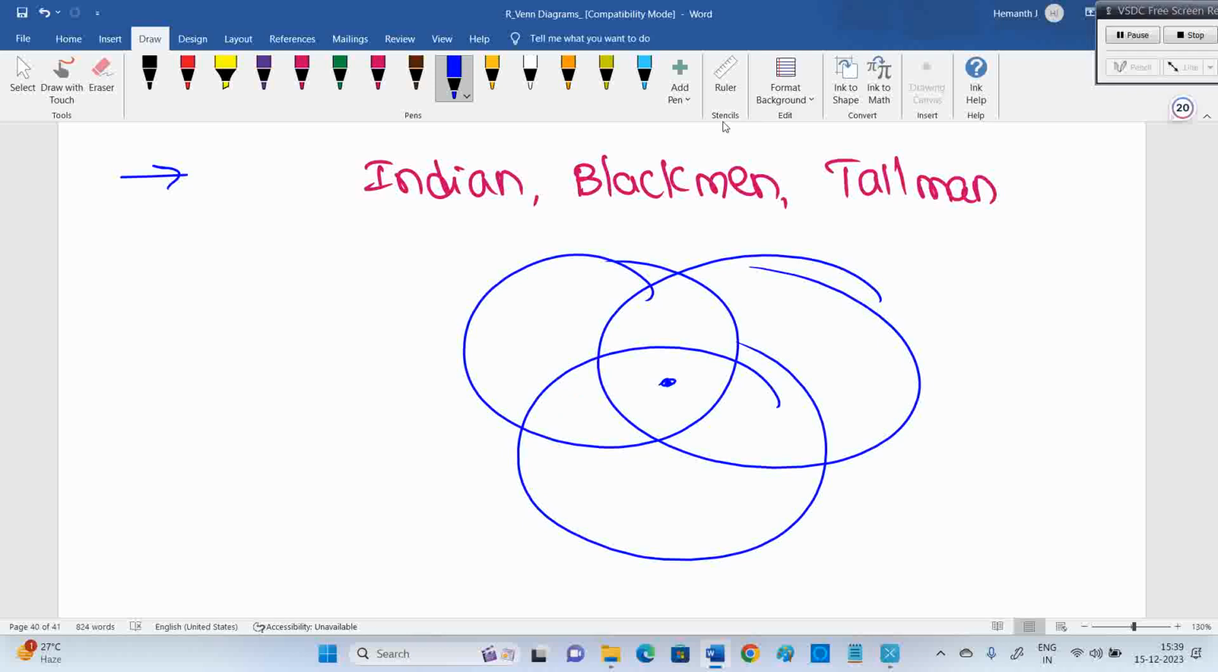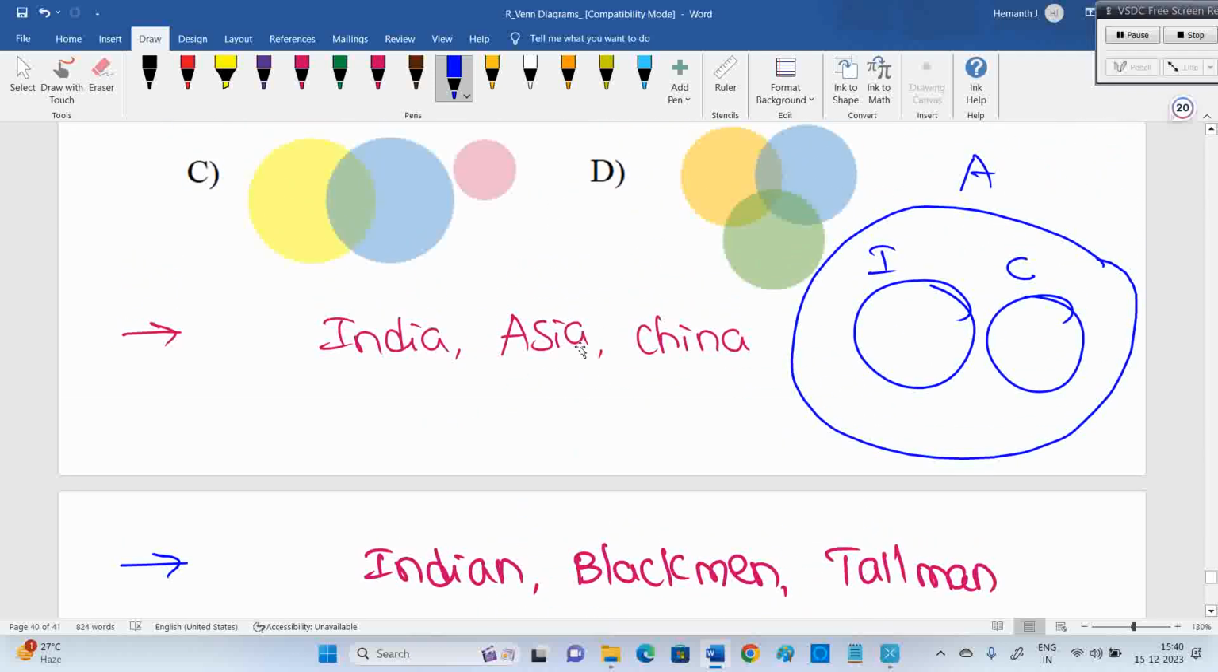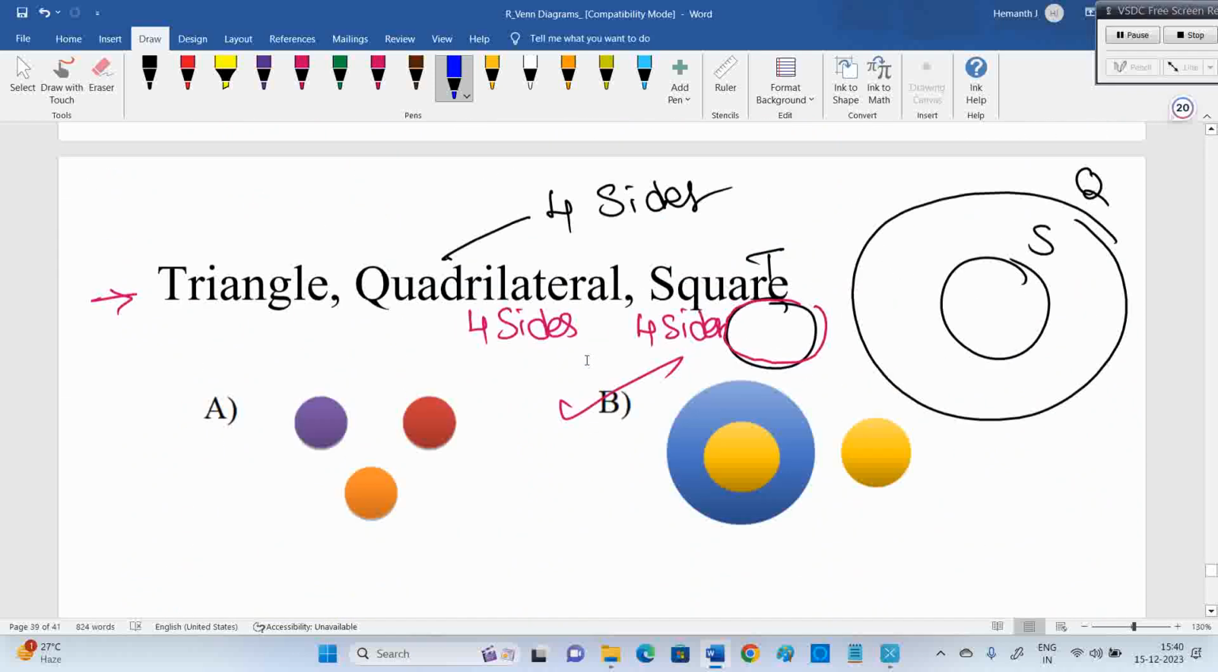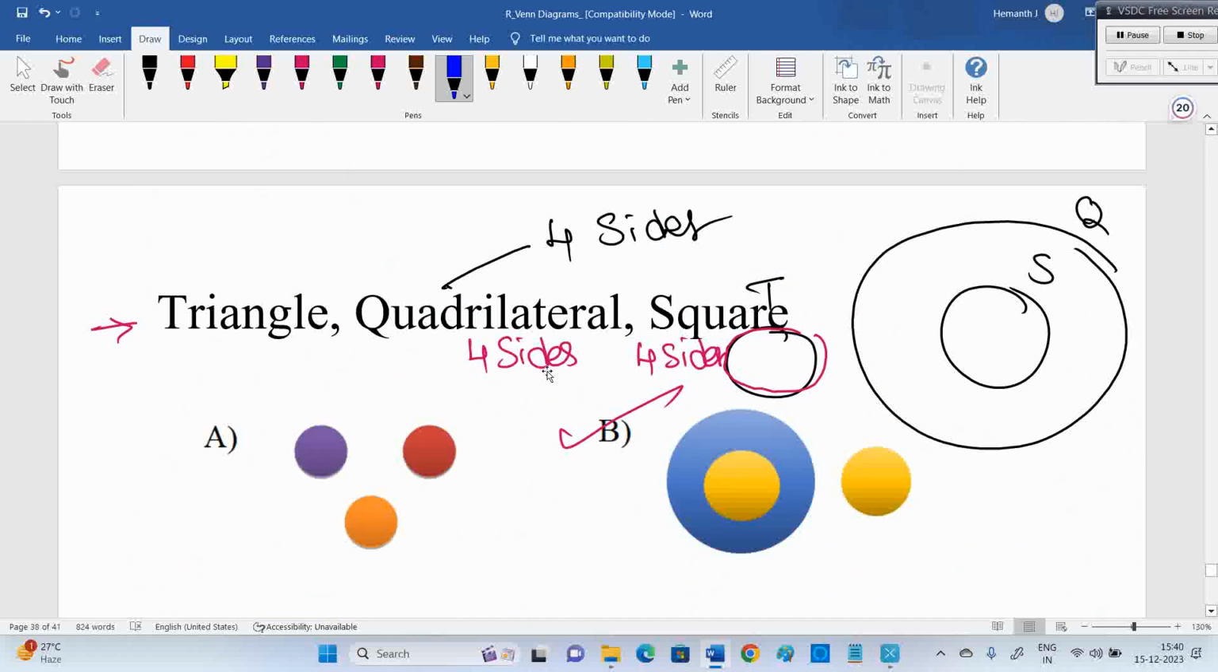They may give aluminium, tin, copper. You should know whether it is metal or not. They can also ask technical chemistry related terminologies, so we have to know the meaning of those terms. This is general: Indian, black men, tall men. This is all very easy for you. And India, Asia, China, that's some GK we know, so we can understand that. If you don't know that square comes under quadrilateral, then you end up with a wrong answer. That knowledge is required. Venn diagrams are not just like that; you should have some basic idea at least, right?